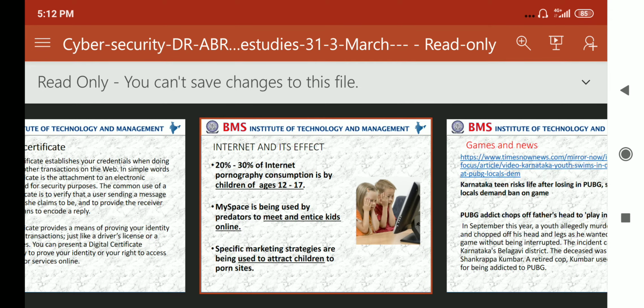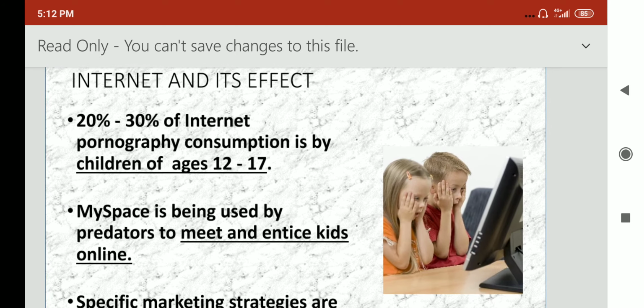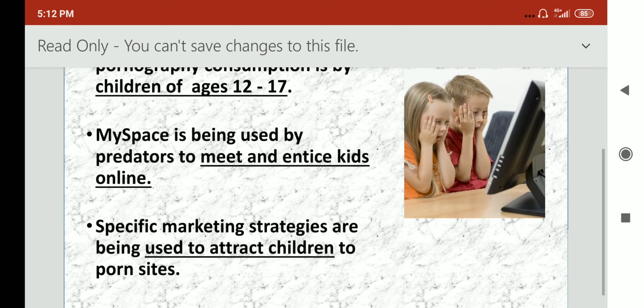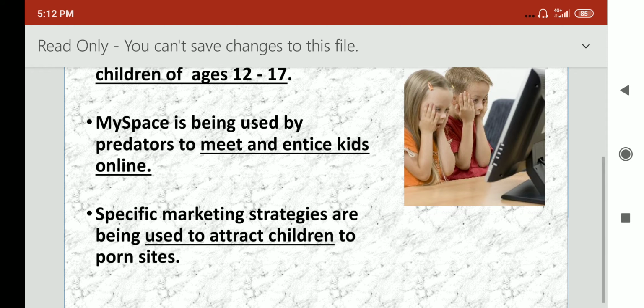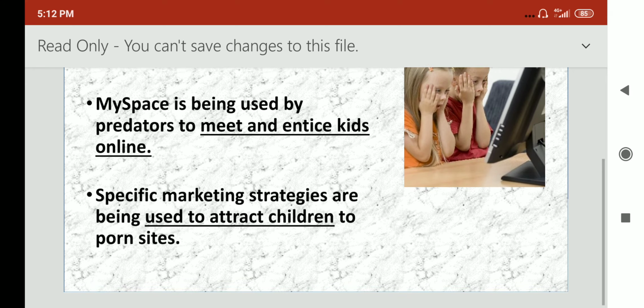Friends, we have to understand another important point today, that is the internet and its effects. The internet, along with several advantages, has also offered many side effects. Pornography is one such main side effect. 20 to 30% of internet pornography consumption is by children of age 12 to 15. MySpace is being used by predators to meet and entice kids online. Specific marketing strategies are being used to attract children to porn sites.